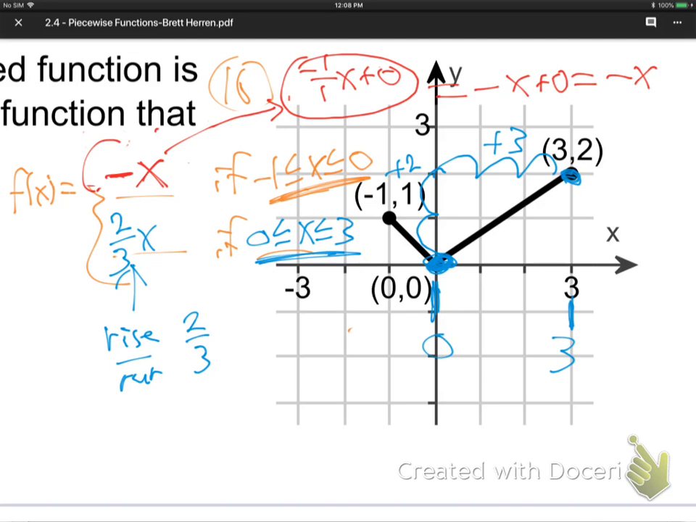How are we doing? Does that make sense? I just took from dot to dot, go up 2 over 3. Rise over run. 2/3. x, that's the slope x. And the b is 0 because it hits the y-axis at 0, at a height of 0.